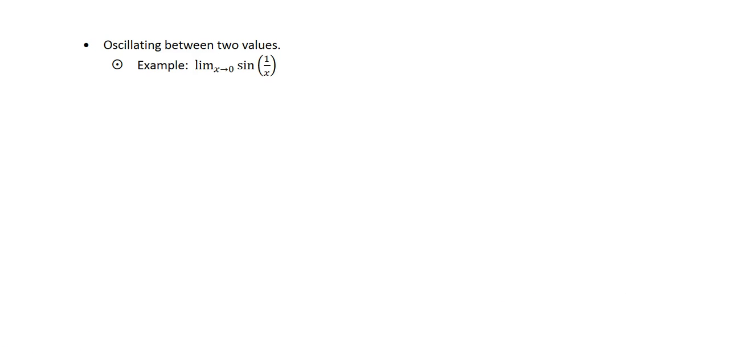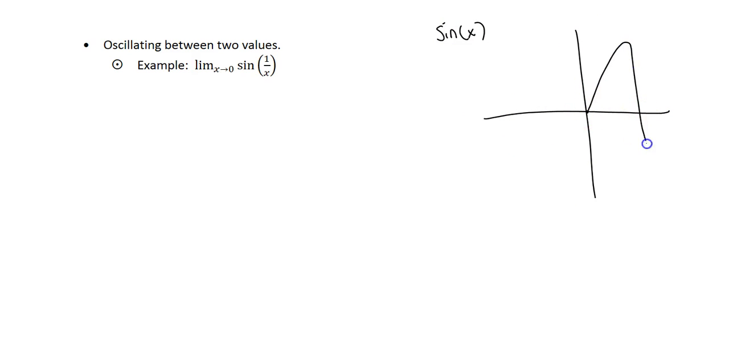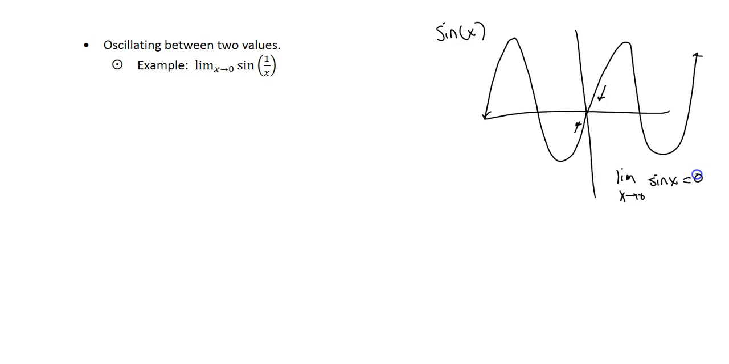Another case where a limit may not exist is when the value of f of x oscillates between two values and never can settle on an L that it's actually approaching. So this example is the limit as x approaches 0 of sine of 1 over x. I want to be clear, this is not sine of x. Sine of x has a graph that looks something like this. I'm just going to give you a rough sketch of it. It makes this curve that repeats. Now, if we're talking about sine of x as x approaches 0, that has an actual value. The limit as x approaches 0 of sine of x is just going to be 0.